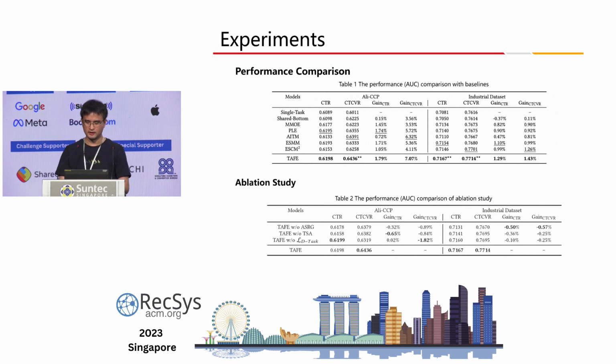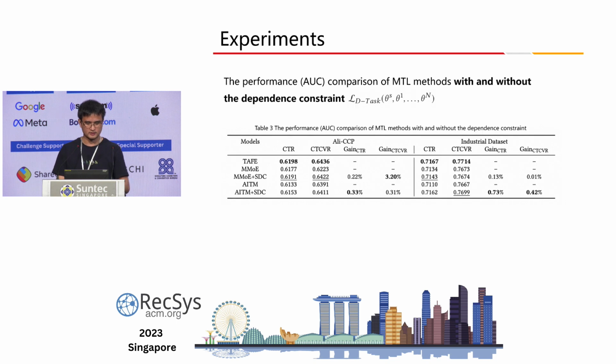Additionally, we did more experiments on the loss. We reused this loss in some traditional methods, such as MMOE and AITM. We found that these methods, when combined with our loss, also achieve improved performance compared to the raw versions.